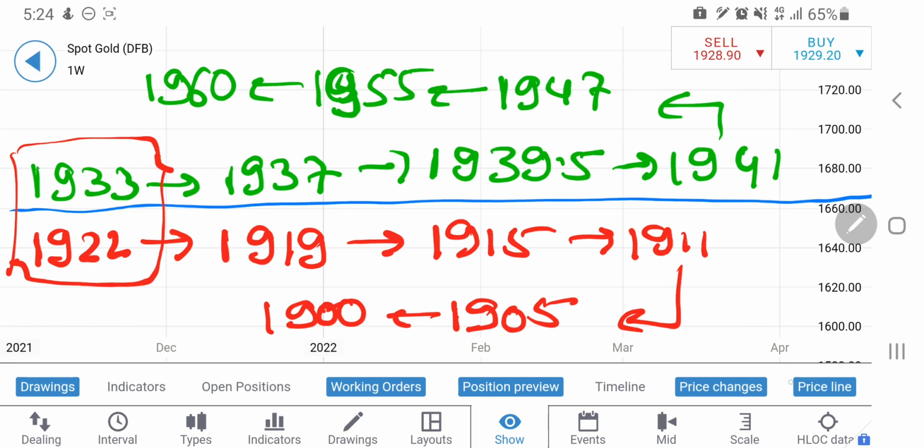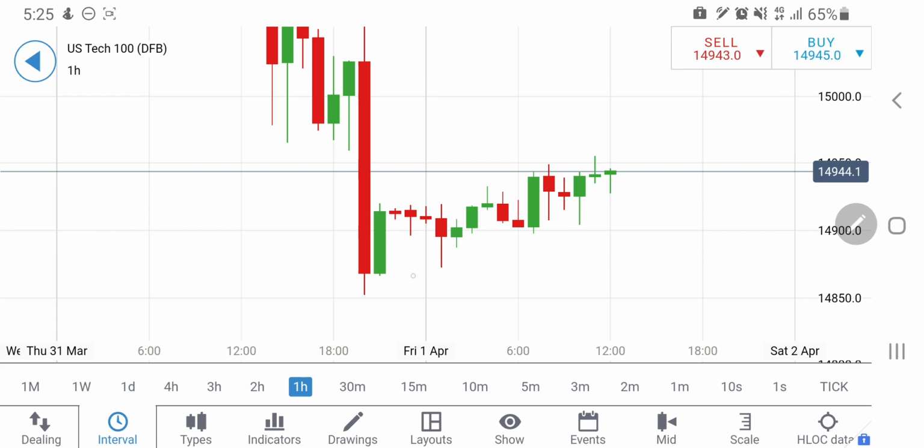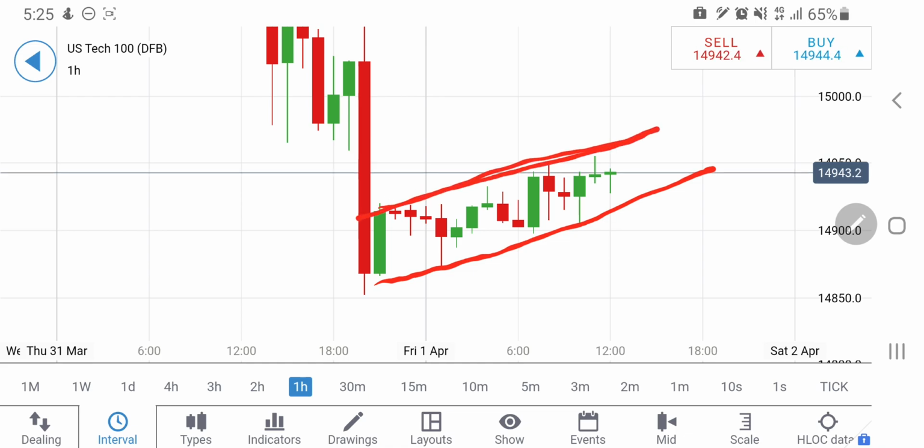Now let's have a look at US100. See, this is the 1 hour chart for US100, and you can see it is trading right now with a bullish bias. However, if you see it trading below 14,900, yes, you can go short there, and then you can expect a sharp red candle which might take it towards 14,840 and the 14,800 zone, and below this, yes, it can drop sharply.